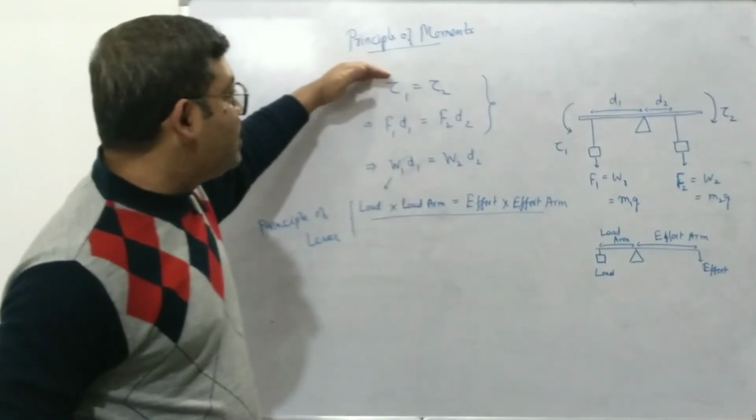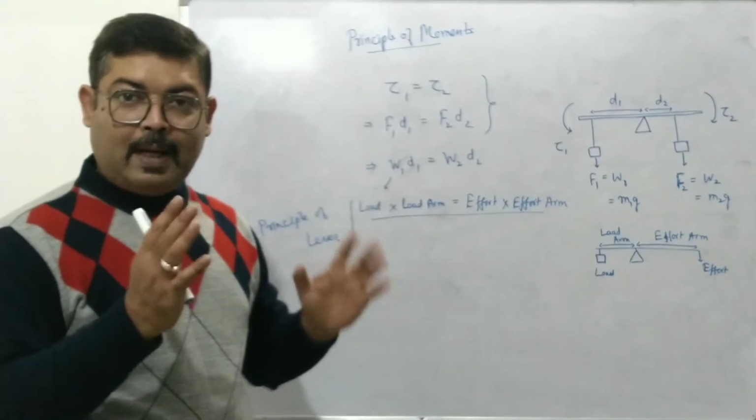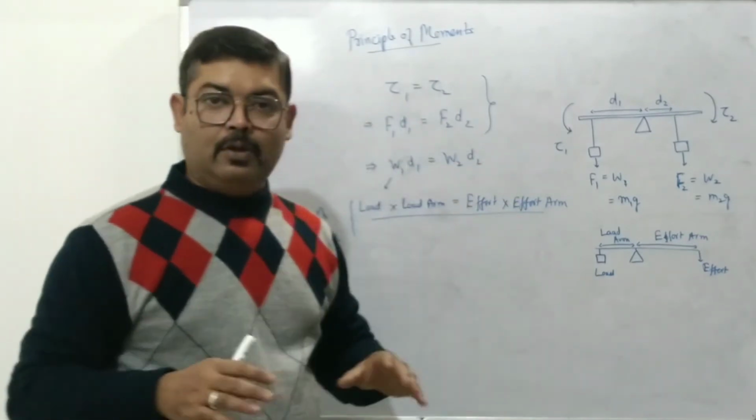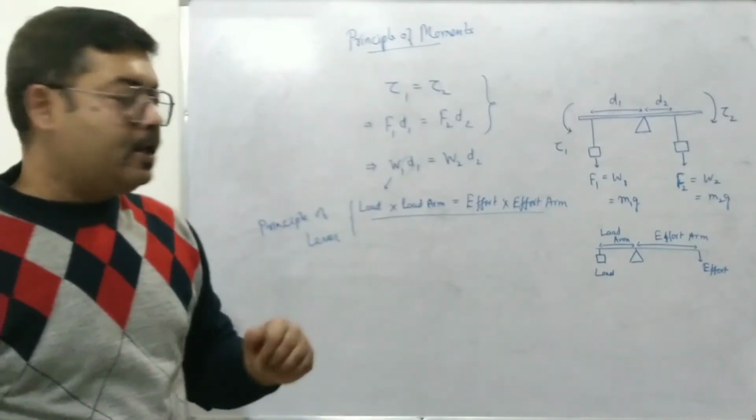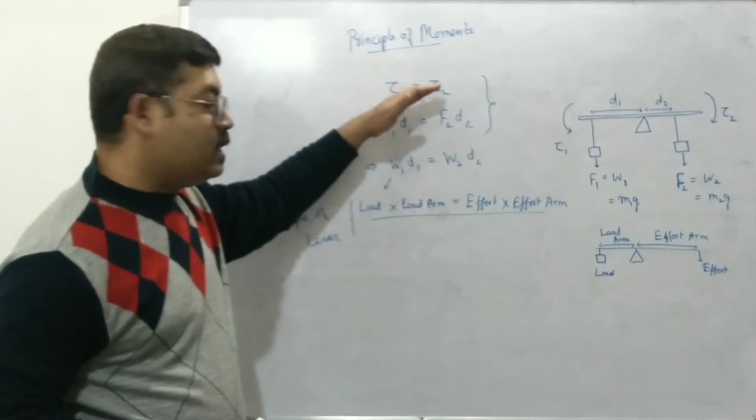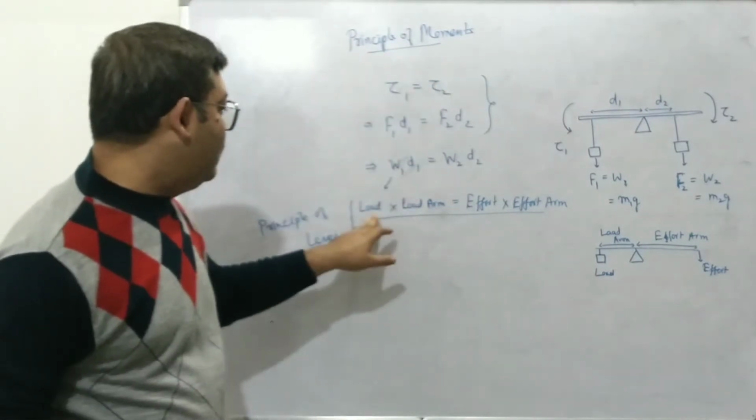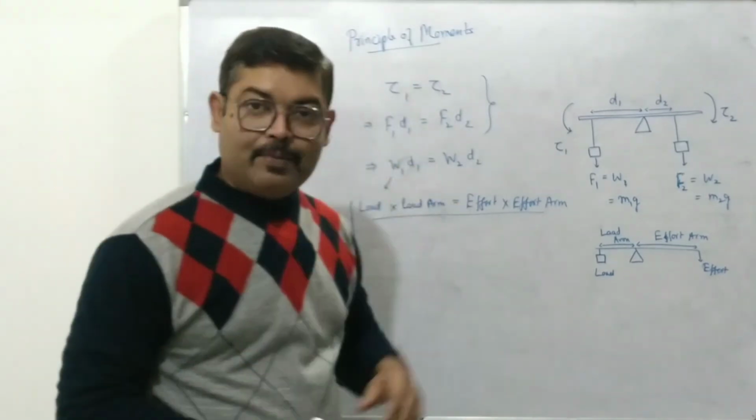So the principle of moments says that for rotational equilibrium, the torques should balance each other. The torque trying to rotate the object in one direction must be equal to the torque trying to rotate it in the opposite direction. And the principle of lever, which is a derivative of the principle of moments, says that load into load arm equals effort into effort arm. Both are basically the same statement.